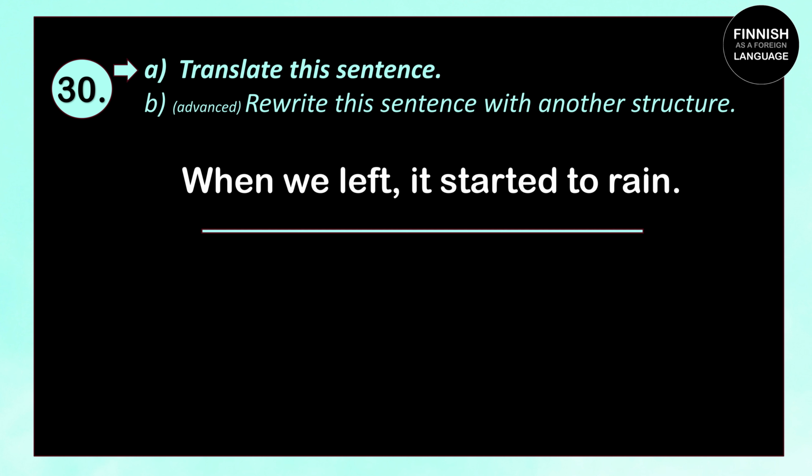Alright, now here's our last exercise for today. Here we have 2 tasks. Let's start with the first one. How do you say, when we left, it started to rain? Write the sentence down and we compare it in 7 seconds. Alright, so one way to say it is, Kun lähdimme, alkoi sataa. Means when we left it started to rain.